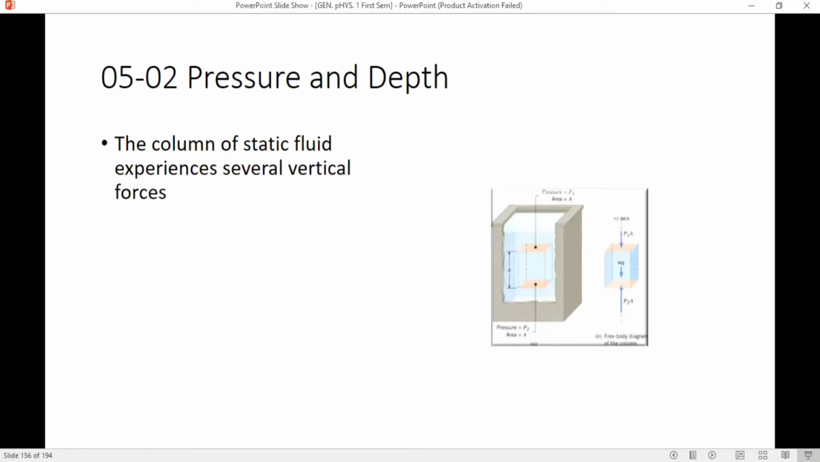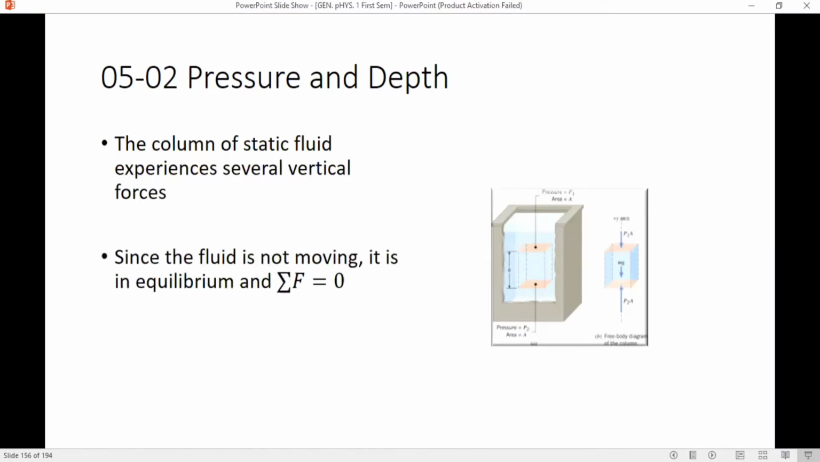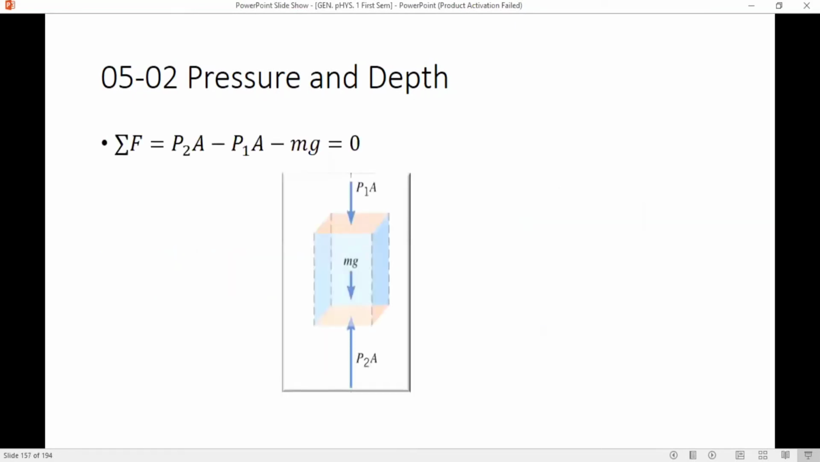The column of static fluid experiences several vertical forces. Since the fluid is not moving, it is in equilibrium, and therefore the summation of forces is equal to 0. The summation of forces is the second pressure times the area, minus the first pressure times area, minus mass times acceleration due to gravity, equal to 0. Therefore, your second pressure times the area is equal to the first pressure times area plus mass times acceleration due to gravity.